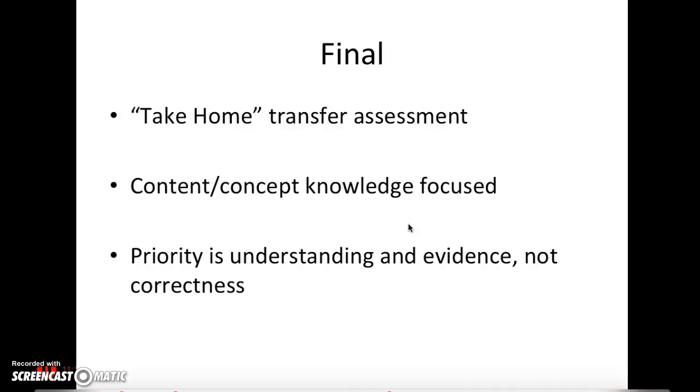And my priority here is understanding and evidence, right? You demonstrating what you understand, what you know and can do, and using evidence from the course readings and from what I give you. This is going to be a take-home essay. I'm expecting it to be coherent, but it's not going to be the kind of highly refined piece I'm expecting from your pop essay.